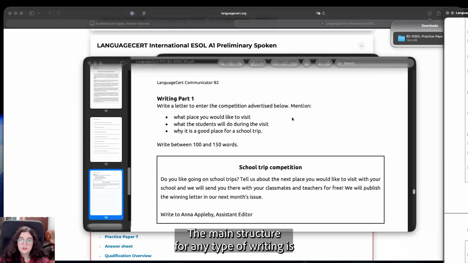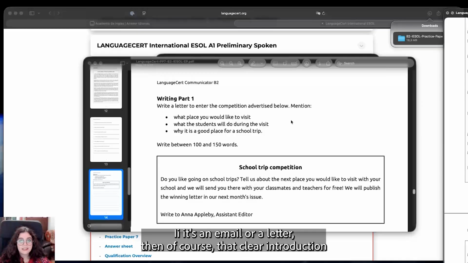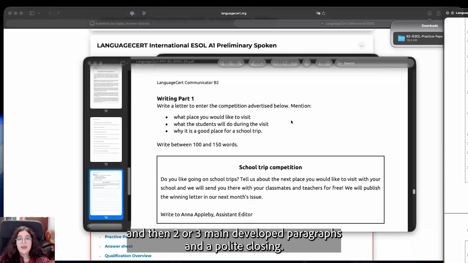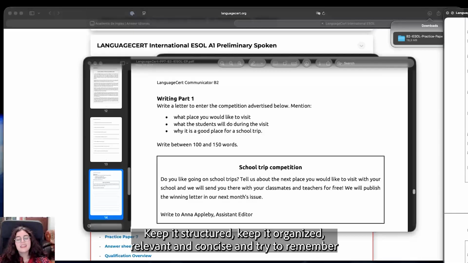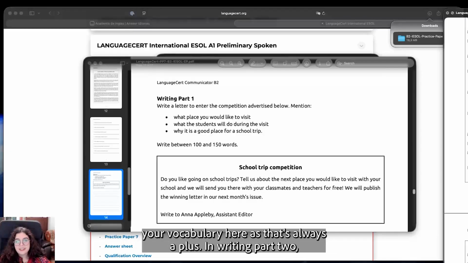The main structure for any type of writing is usually an introduction or a type of greeting if it's an email or a letter. Then, of course, that clear introduction, and then 2 or 3 main developed paragraphs and a polite closing. All you need to do is plan ahead of time, keep it structured, keep it organized, relevant, and concise, and try to remember your vocabulary here, as that's always a plus.